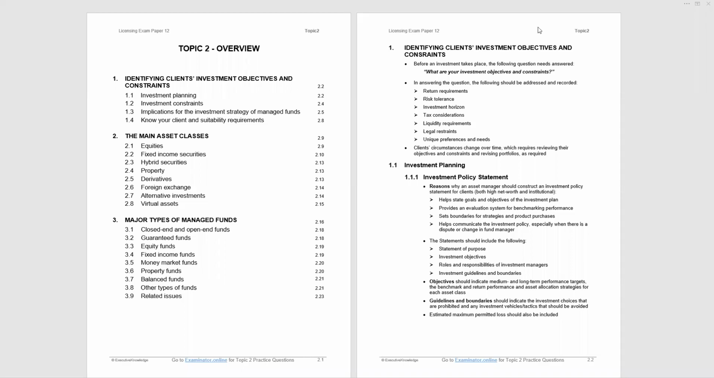Welcome to the short executive knowledge lecture on topic 2, paper 12 of the SFC licensing exams. This topic covers client objectives and the products available. And as you see on page 2.1 in front of you, we'll be looking at identifying clients' investment objectives and constraints. We'll then look at the main asset classes that are available to investors, and topic 2 will finish with the major types of managed funds.